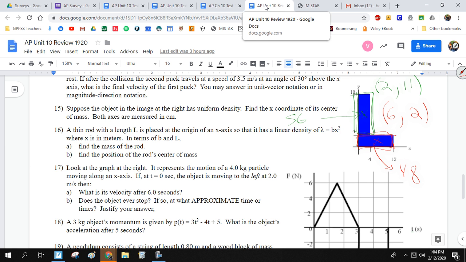Where'd you get the... It's halfway between 8 and 14. Isn't that the average of 18 and 4? Oh, okay. Right? Yeah, okay. Does that make sense? Yeah.